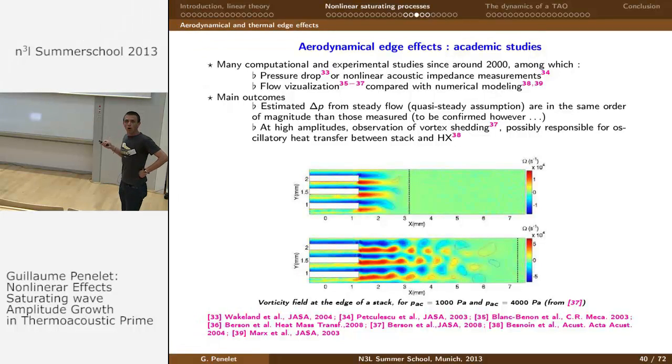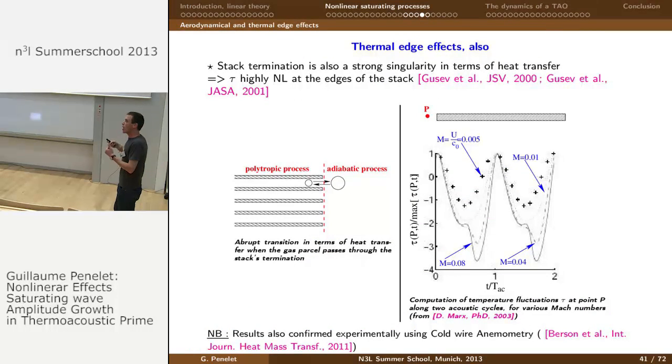But we may also have some singularity in terms of heat transfer. And this may also impact the operation of a thermoacoustic engine. The reason is that when a gas parcel goes through the stack termination, it will abruptly pass from a region in which the processes are polytropic to a region where the processes are adiabatic.